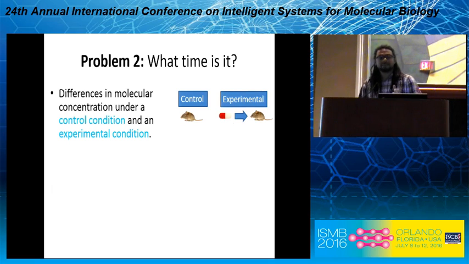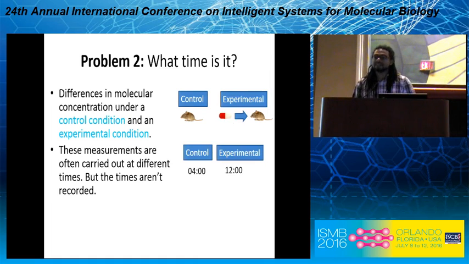Oftentimes, there are experiments that are carried out at single time points. For example, say we have mice with a control condition and then mice with an experimental condition. So they might be put on a high-fat diet, or they might be given some kind of drug. When the gene expression in the control condition is measured, and then the gene expression in the experimental condition is measured, people do differential analysis to look at the difference between the expression levels in these genes.